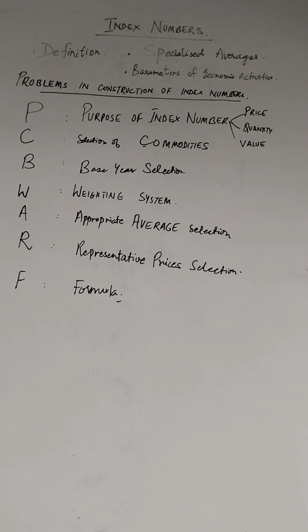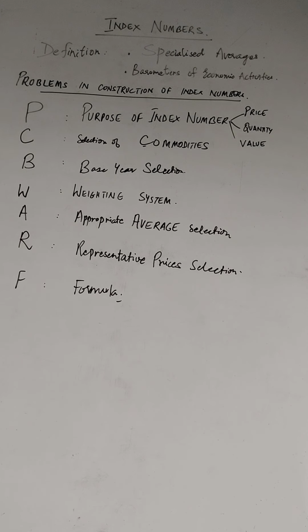So we finished with purpose, we finished with commodities, we finished with base year, we have finished with weighting. We are now talking about what average, selection of an appropriate average. Selection of an appropriate average is another problem which is involved here. There are various types of average such as arithmetic mean, median, mode, geometric mean and harmonic mean, which can be used in the construction of index numbers. But in practice, only arithmetic mean and geometric mean are recommended. Geometric mean is considered the best type of average to be used for constructing an index number.